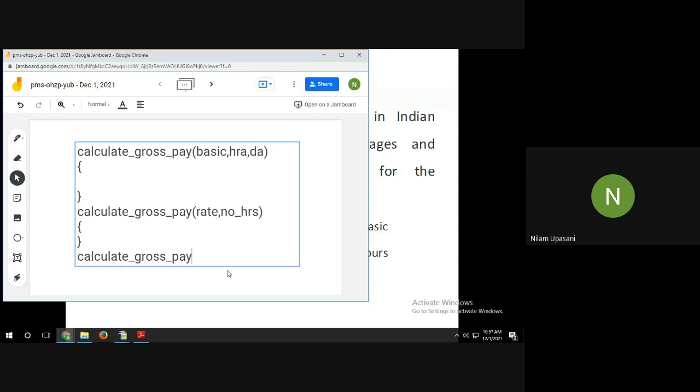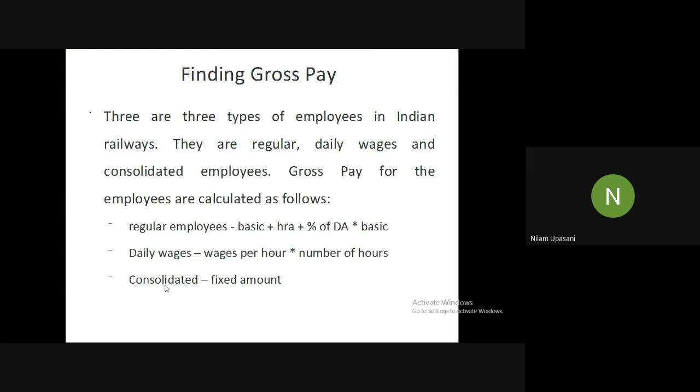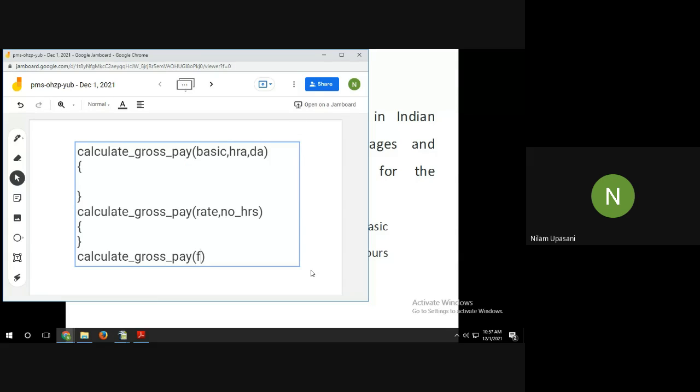See, when we are saying we are adding things, we are adding things irrespective of whether it is an integer number or float or double, any type, but adding is adding. So similarly, calculating gross pay is calculating gross pay. Okay, maybe it is for different types of employees. तो इसके लिए input क्या होगा? If it is consolidated, it is a fixed amount. तो input for this will be a fixed amount.